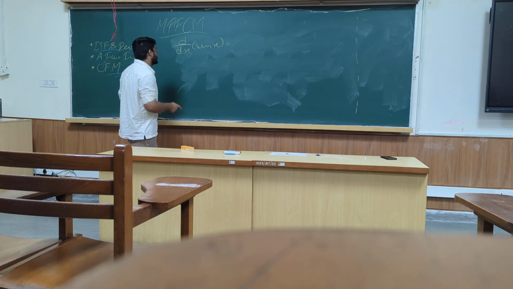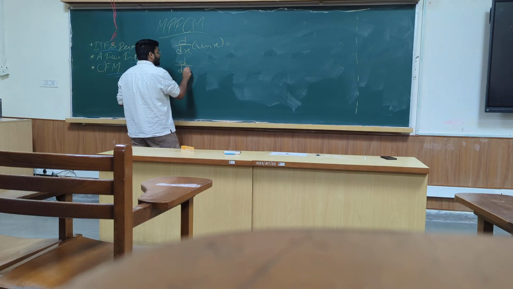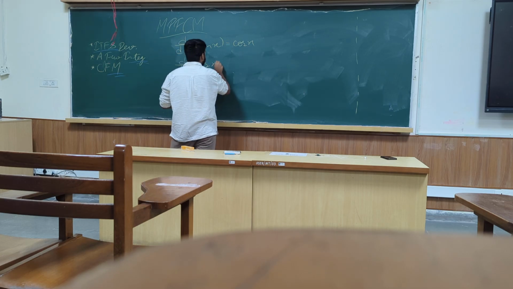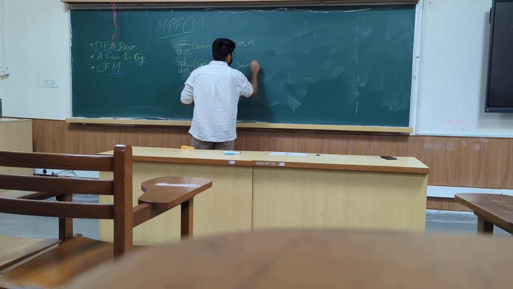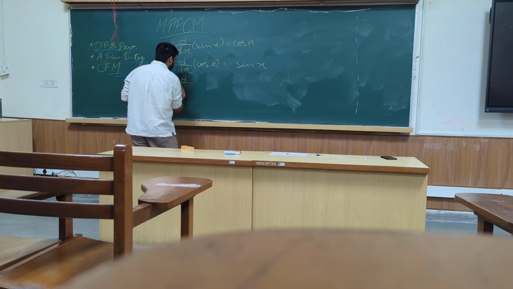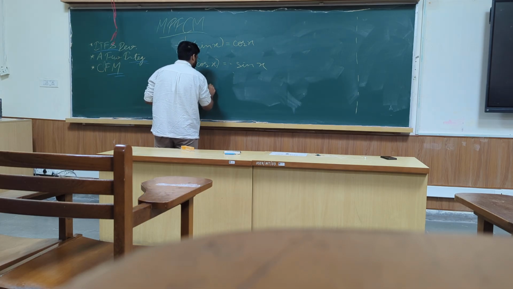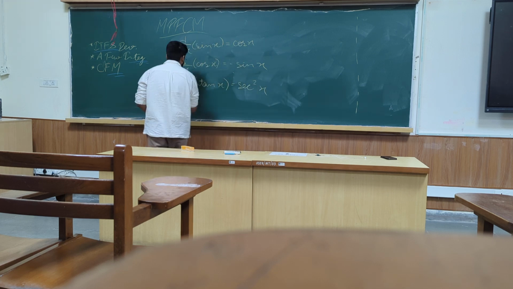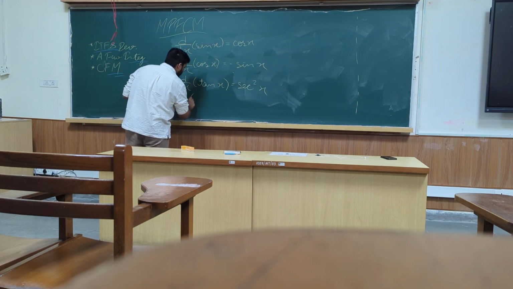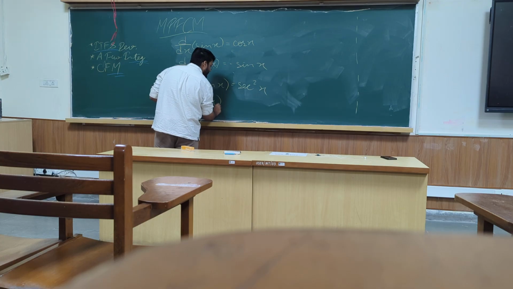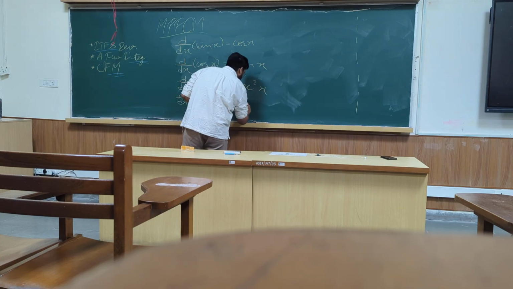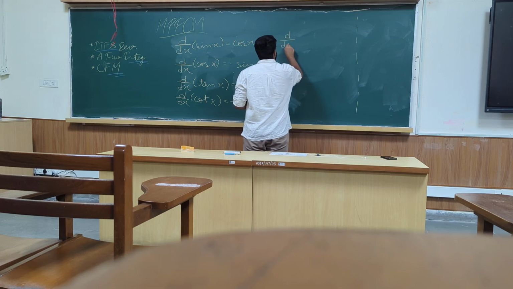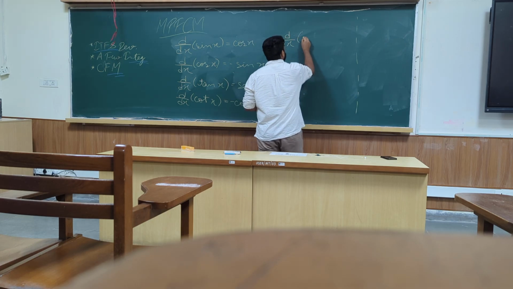So what's the derivative of sin x? Okay, so we have cosine x. And what's the derivative of cosine x? Minus sin x. What is the derivative of tangent x? Secant square x. What is the derivative of cotangent x? Minus cosec square x. Minus cosecant square x. And what is the derivative of secant x?